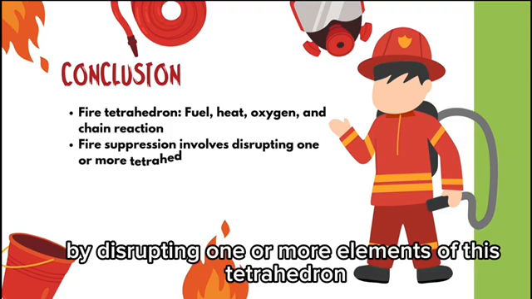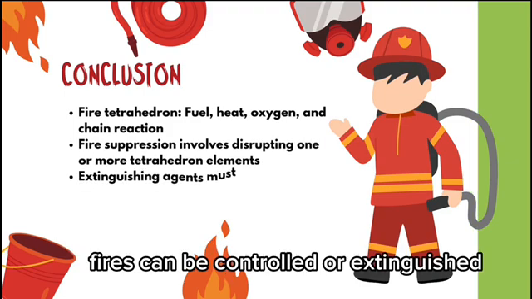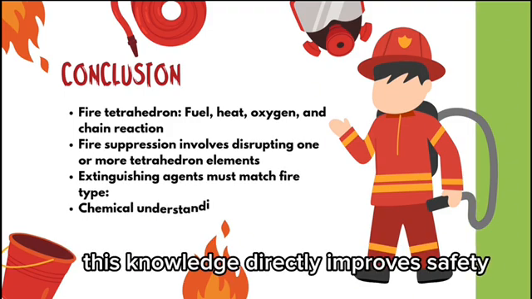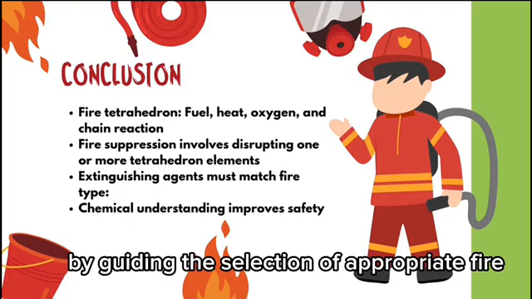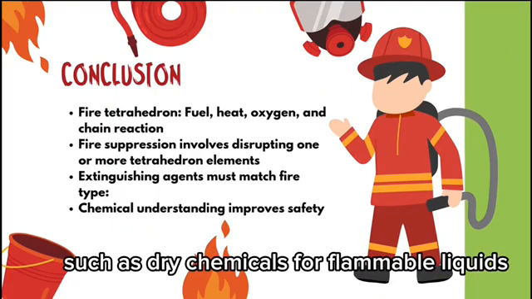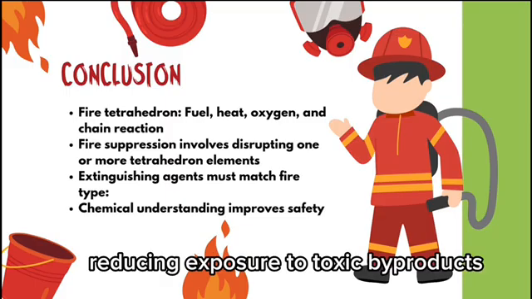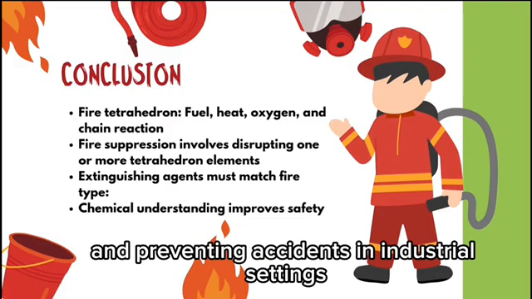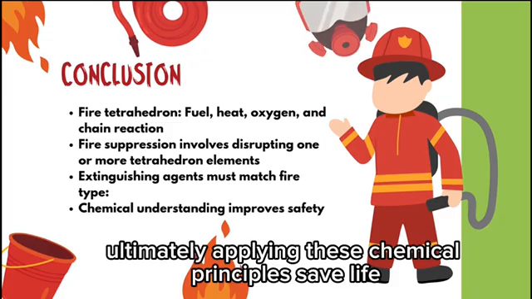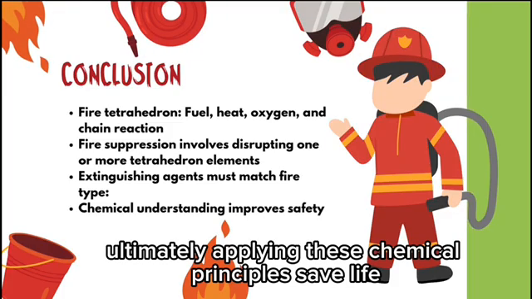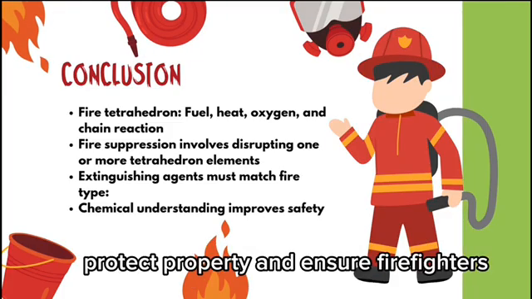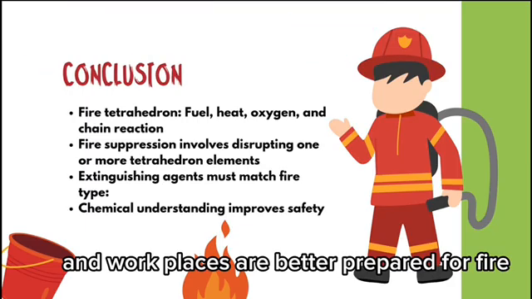In conclusion, understanding the chemistry of combustion, represented by the fire tetrahedron, is essential for effective firefighting. By disrupting one or more elements of this tetrahedron, fires can be controlled or extinguished. This knowledge directly improves safety by guiding the selection of appropriate fire extinguishing agents, such as dry chemicals for flammable liquids or CO2 for electrical fires, reducing exposure to toxic byproducts, and preventing accidents in industrial settings. Ultimately, applying these chemical principles saves lives, protects property, and ensures firefighters and workplaces are better prepared for fire.